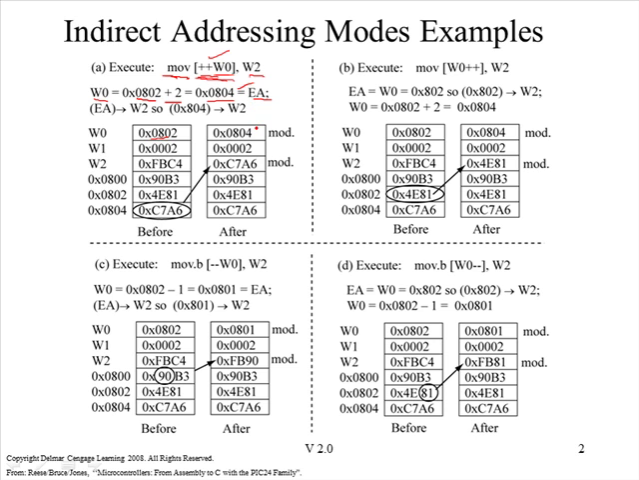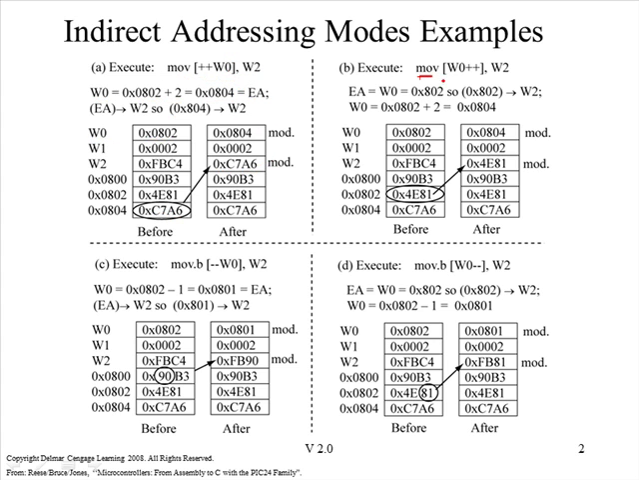This 804 is going to become the new value of W0 after this instruction finishes execution. We're now going to take the contents of 804, which is C7A6, and copy that to our destination operand, which is W2. So the new value of W2 is going to be C7A6. Note that this instruction is modifying two registers. It's modifying W0 because of the pre-increment register indirect addressing mode, and W2 as a result of the move operation.